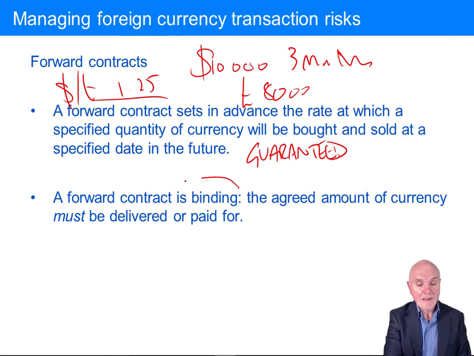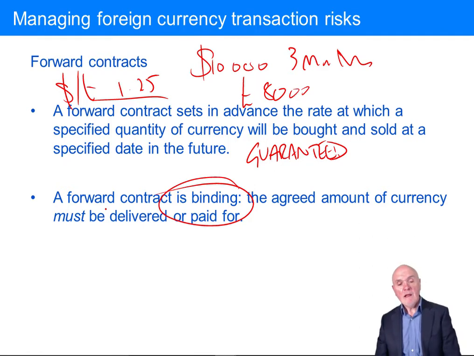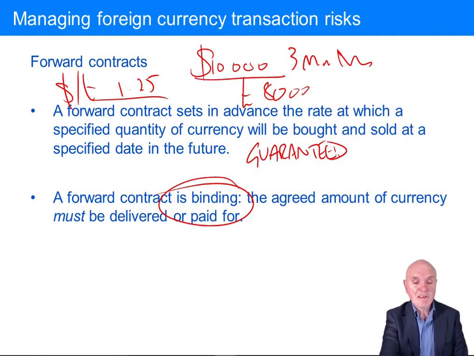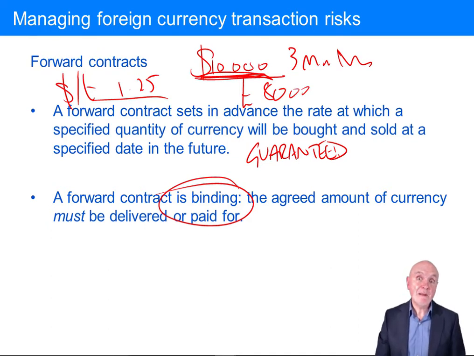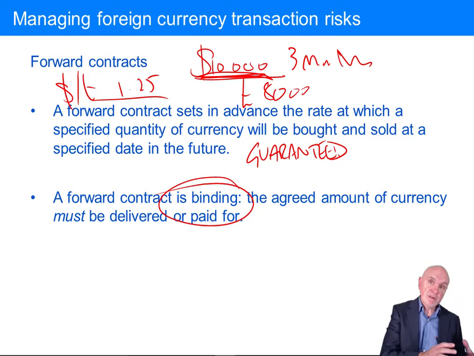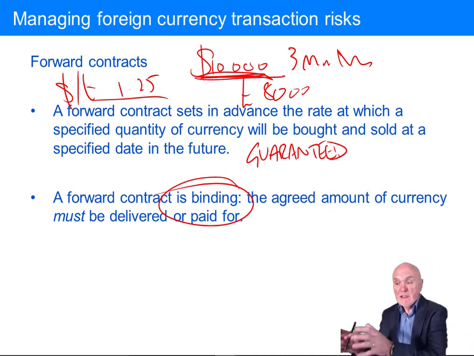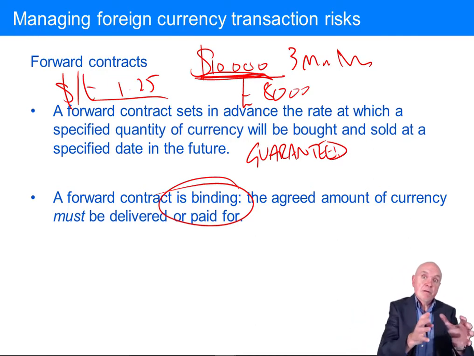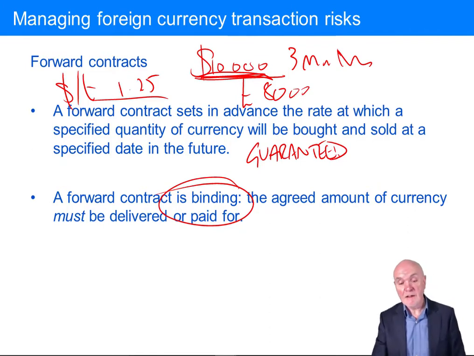Forward contracts are binding. This means if this $10,000 for some reason doesn't appear in 3 months, the bank still requires you to pay them $10,000. And you might have to go out and change your currency into $10,000 and then change that $10,000 back immediately onto the forward contract.